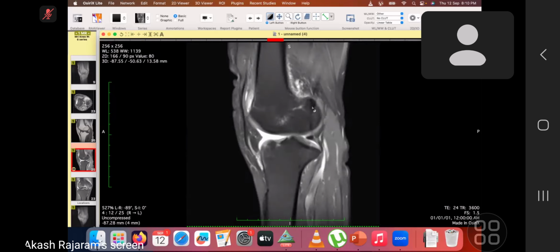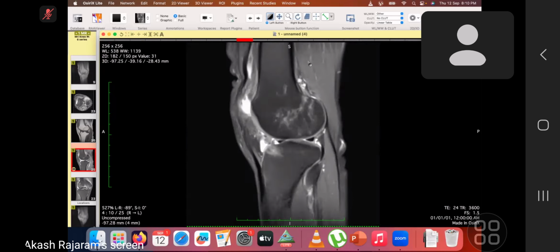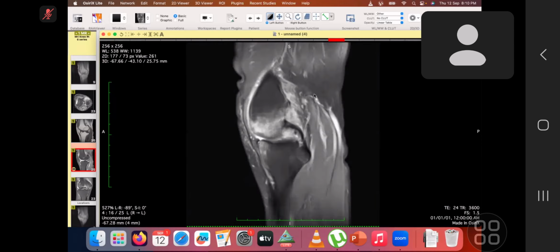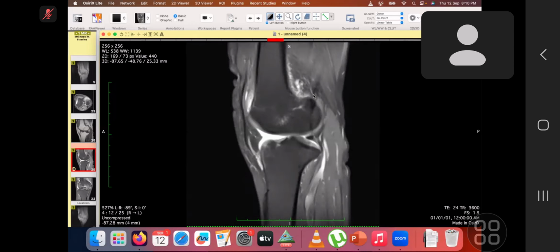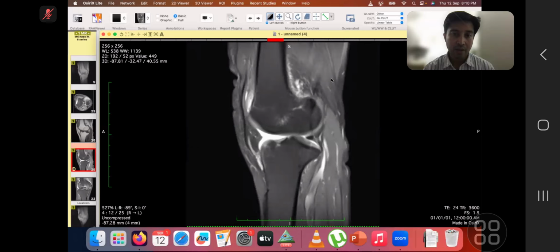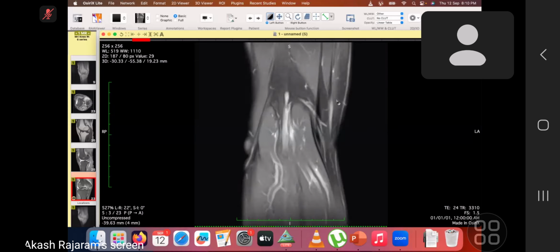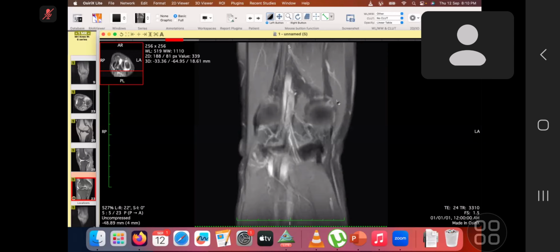I see that there is surrounding edema of the surrounding muscle. Now I want to see the coronal images for assessment of the medial and lateral collateral ligaments. I'm checking for the medial collateral and lateral collateral ligament.